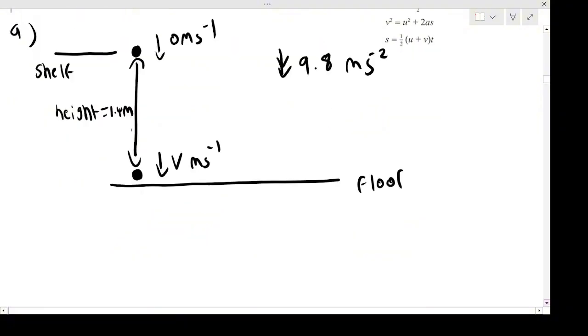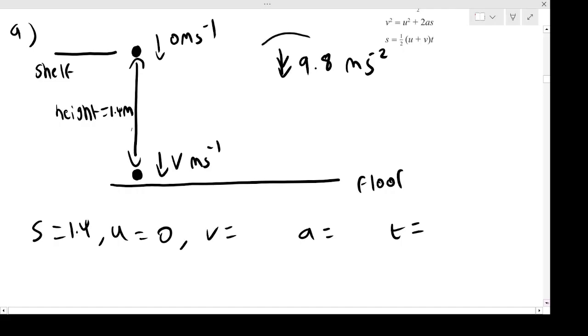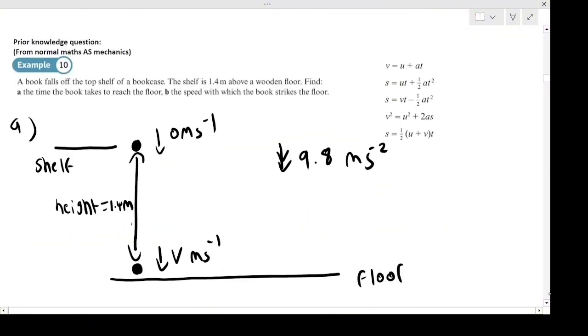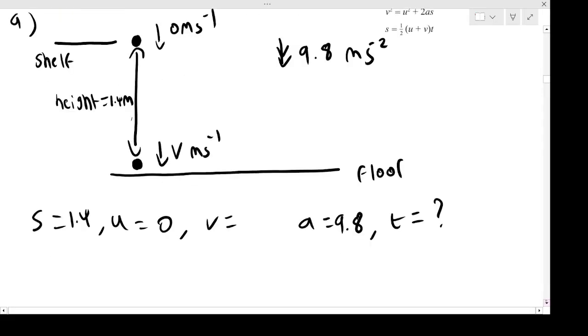So what I'm going to do, I'm going to label my S, my U, my V, my A and my T. Okay, so what do I know? S, which is my distance, so it's going 1.4 downwards. U, that's my initial speed, which is 0. V is my final speed. I'll leave it there for now. A is acceleration, 9.8, which is g, and T, I also don't know. That's what I want to find. I want to find the time taken. Okay, so I'm going to put a question mark there.